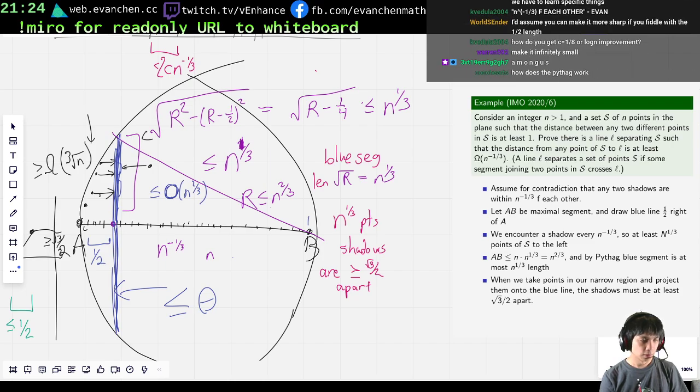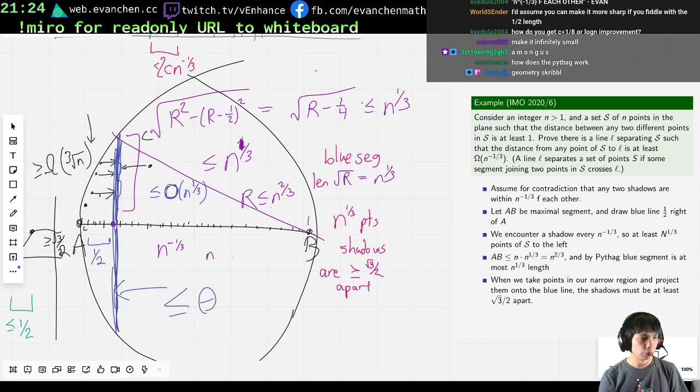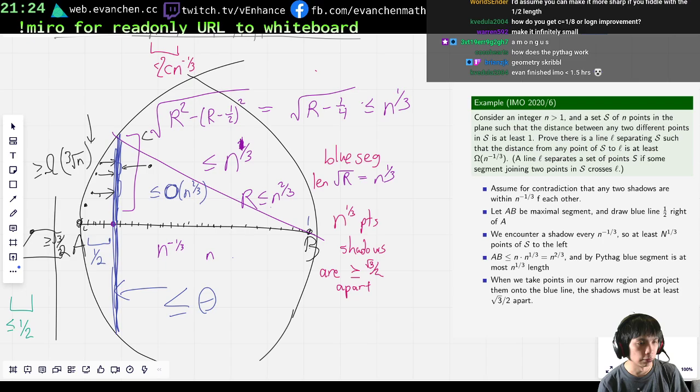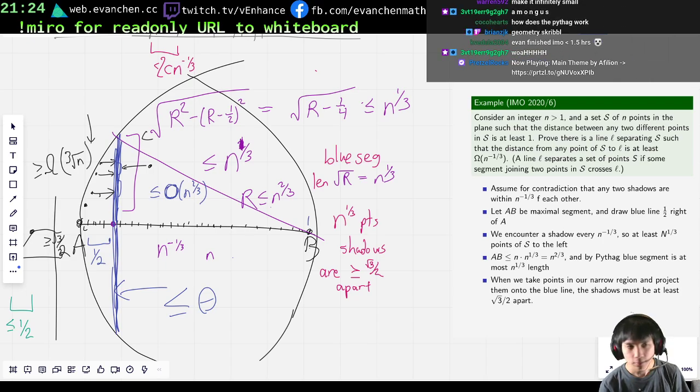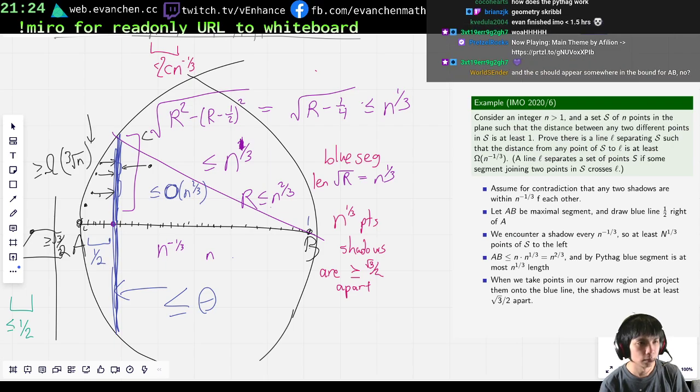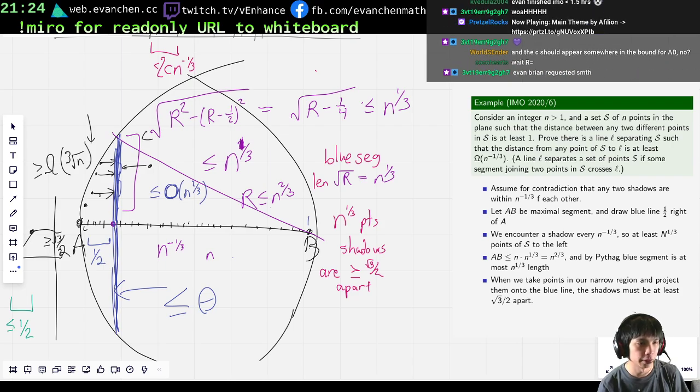How does the Pythag work? You compute it. By the Pythagorean theorem, it's square root of r minus 1/4. Because r is about n to the 2/3, the square root is like n to the 1/3. Yeah, the c should appear everywhere. I just dropped all the constants, because I'm only interested in the asymptotics.